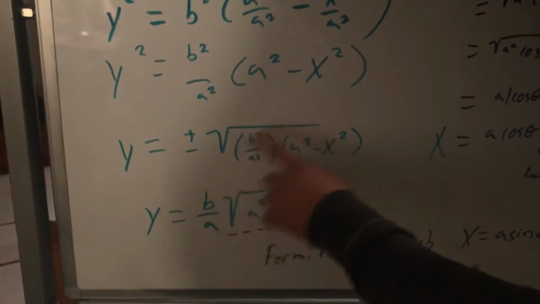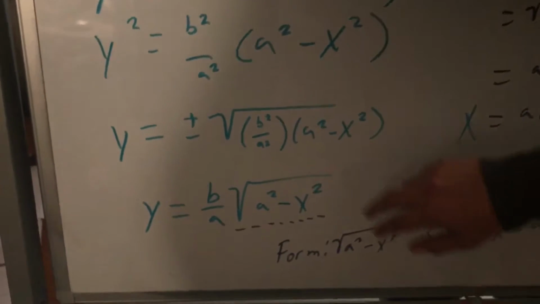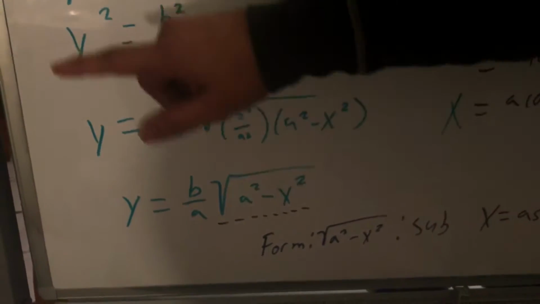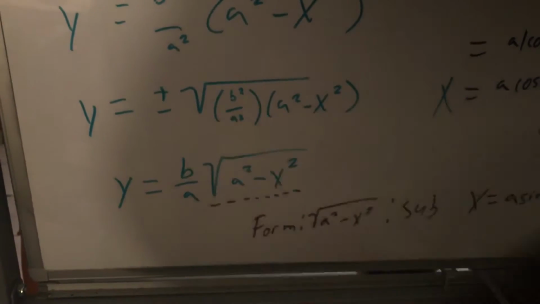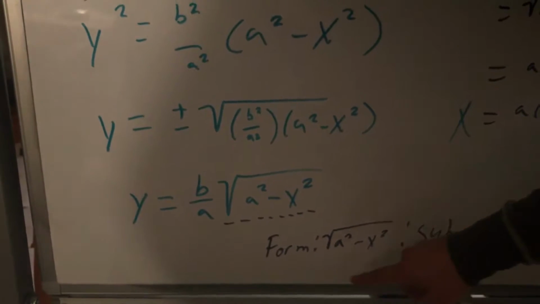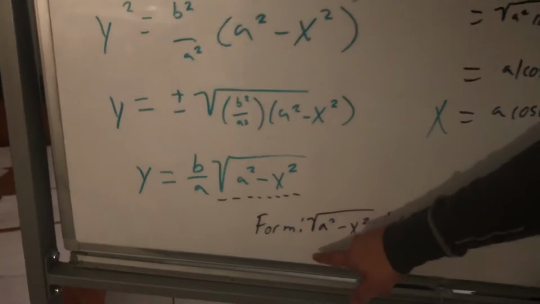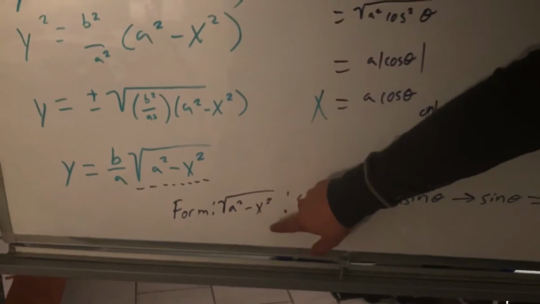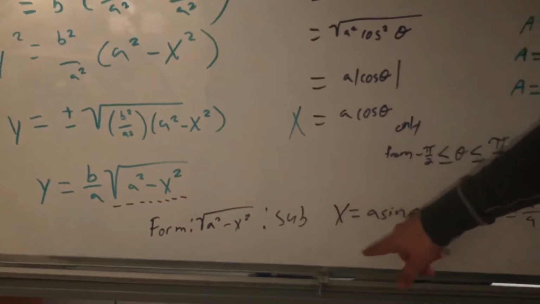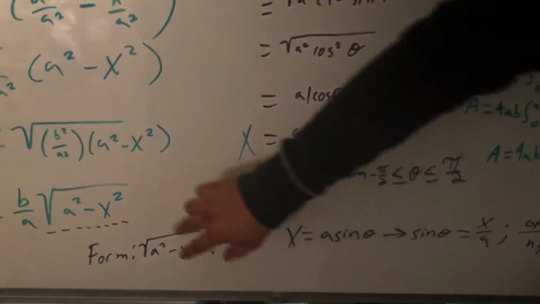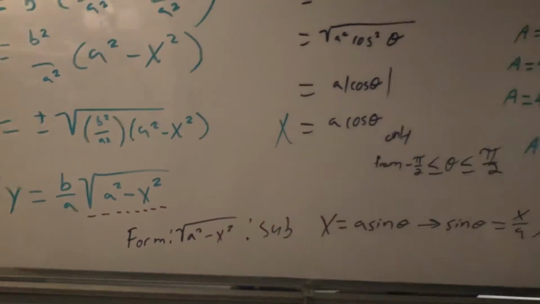Distribute that under the radical. Since you're squaring something under a radical, you could take it out to the outside since it's just to the power of 1 at that point. Now, we're given on this form, if we have the square root of a squared minus x squared, we can sub that for x is equal to a sine theta. So since we have that here, we're going to go ahead and substitute that.